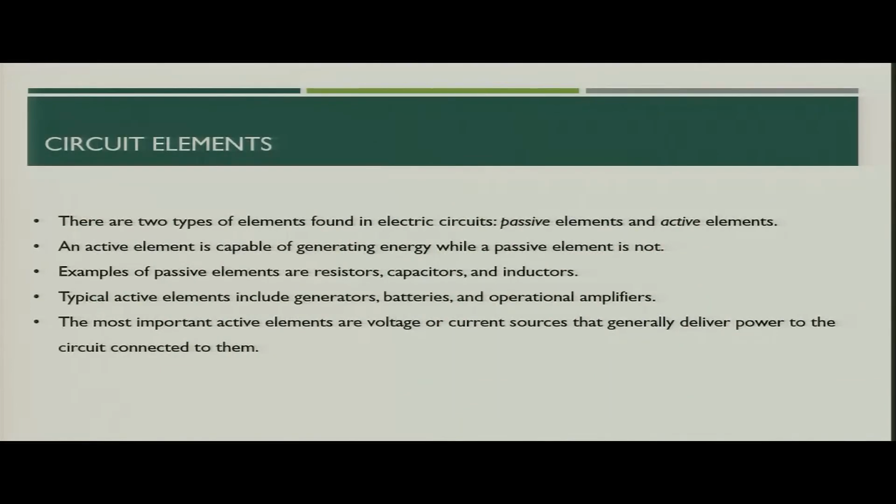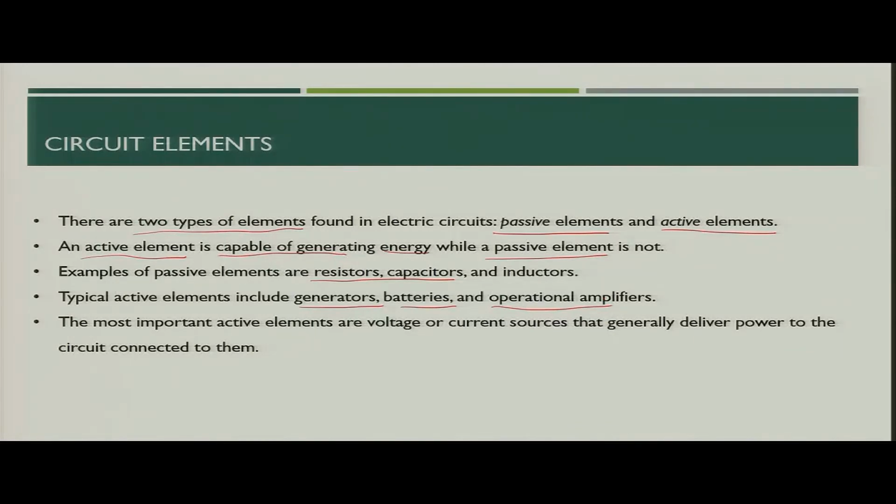Now, let us try to understand the various circuit elements you will see in an electrical circuit. There are basically two types of elements: one is the passive element, another is the active element. The active element is the element which is capable of generating energy, while the passive element does not generate energy. The passive elements are resistors, capacitors and inductors. And the active elements are generators, batteries and operational amplifiers.